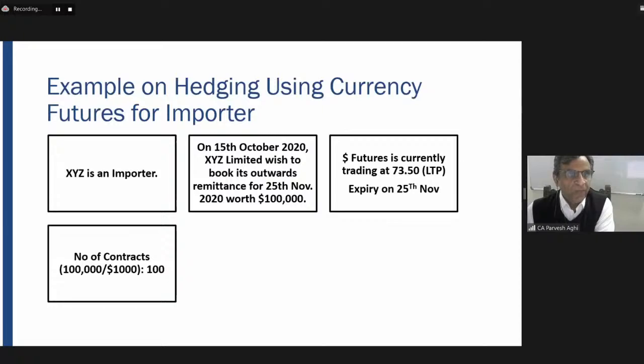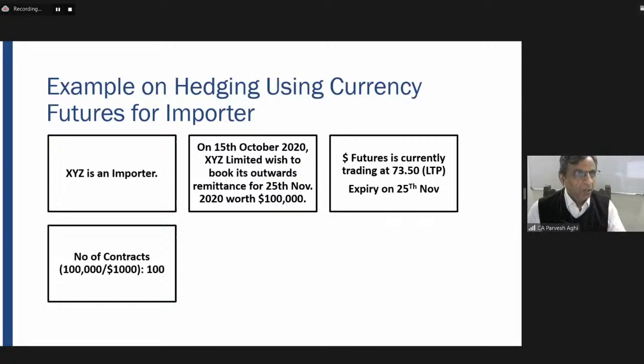That means if you have $1,000 to make a payment, then you have to enter into one contract. But since here it is $1 lakh and each contract is for $1,000, you have to buy or sell 100 contracts. Okay. So here the problem is that futures markets are standardized. So if you have $1,500, then you can either underhedge or overhedge, because you have to buy or sell 2 contracts or 1 contract.